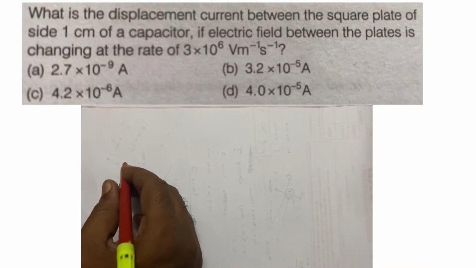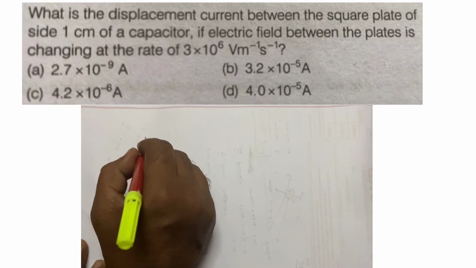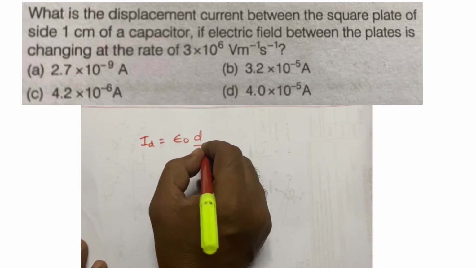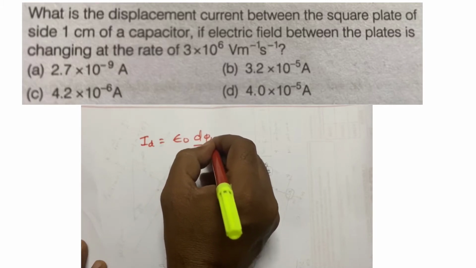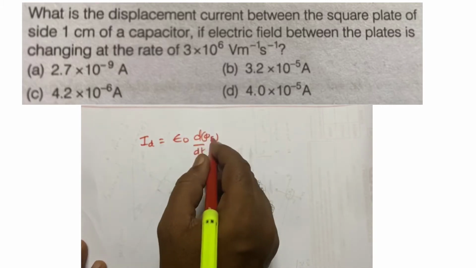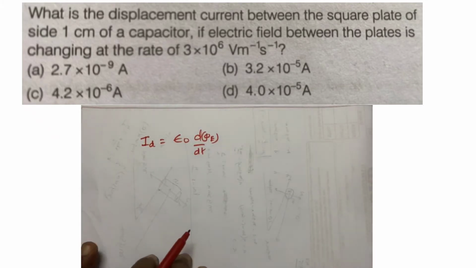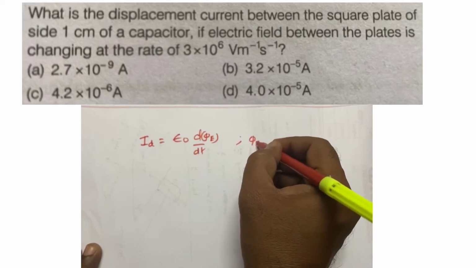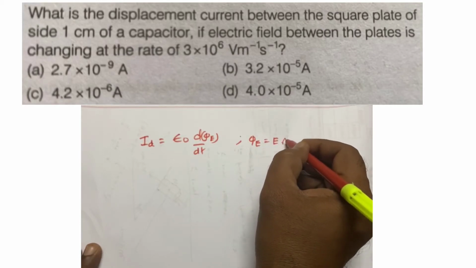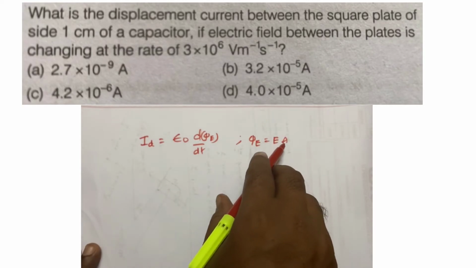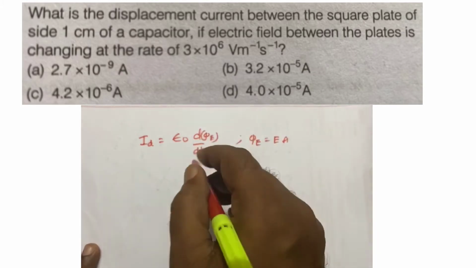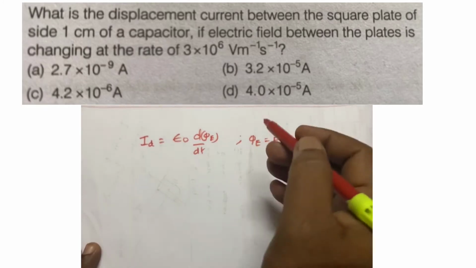Displacement current between the plates of the capacitor: I_D equals epsilon naught d by dt of phi of E, where phi of E is the electric flux between the plates. Electric flux equals E into A, where E is the intensity of the electric field and A is the area through which the flux is passing. A is the area of each plate. This is the flux between the two plates.